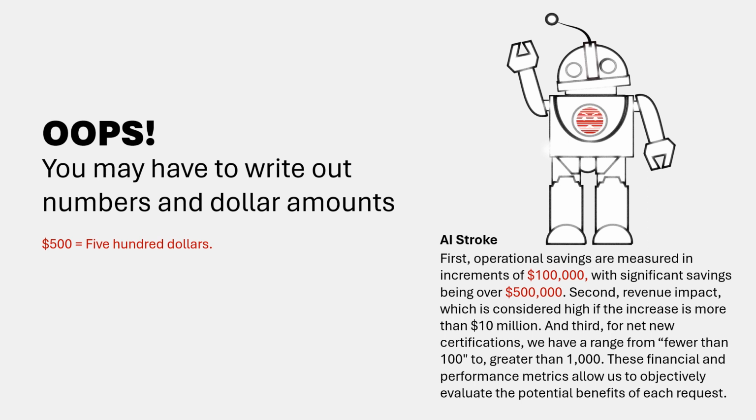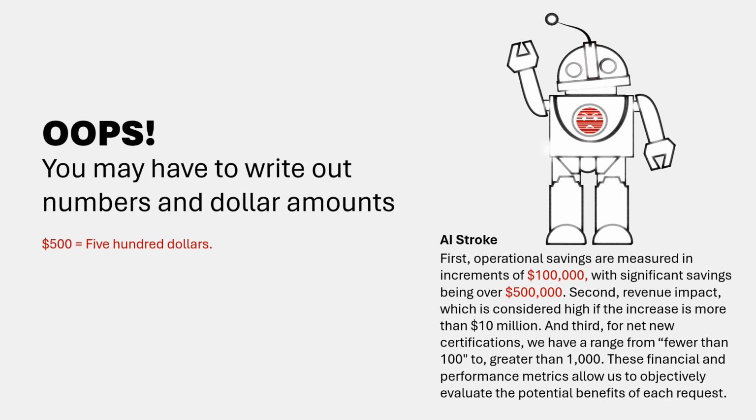First, operational savings are measured in increments of $100,000, with significant savings being over $500,000. Second, revenue impact, which is considered high if the increase is more than 10 million. And third, for net new certifications, we have a range from fewer than 100 to greater than 1,000. This financial and performance metrics allow us to objectively evaluate the potential benefits of each request.